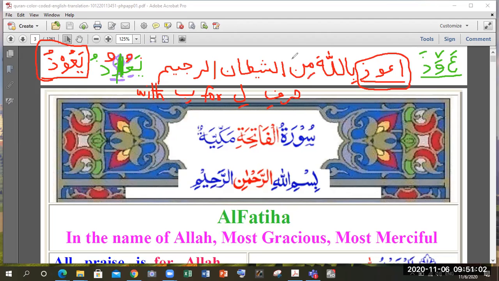Min means from, again another harfe jar. Min, an was also another harfe jar. I think almost 10 to 11 or 8. How many harfe jar have we done? You will revise harfe jar.